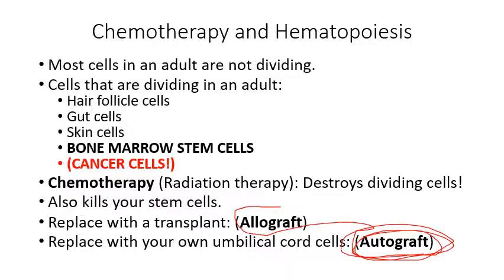What's more common is that they will take bone marrow from a close relative, like a parent or a sibling, a brother or a sister, and then they put that into the person who's had their immune system destroyed, and that's called an allograft. So whenever you take a body part from somebody else and transplant it into yourself, that's called an allograft. Whenever you take your own body parts and move them from one part of the body to the other, that's called an autograft.